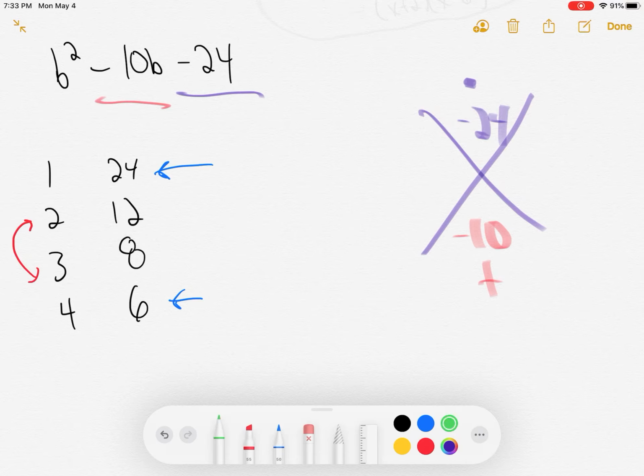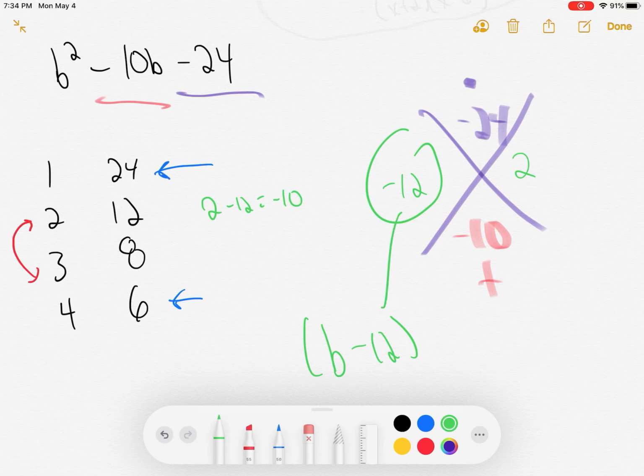Well, you should hopefully think, well, 2 and 12, that's pretty easy. Those are different by 10. So we're going to do 2 minus 12 is -10. So we can write it as 2, -12. 2 minus 12 is -10. Or again, you can write it like -12 and 2. So then how do you write your final answer? B minus 12. This just comes down. And B plus 2. That one comes down right there.